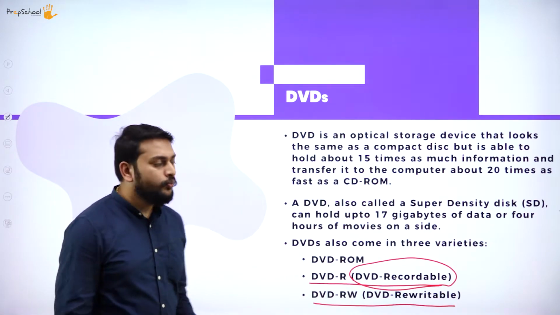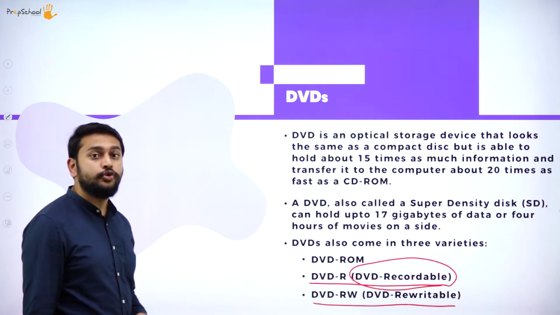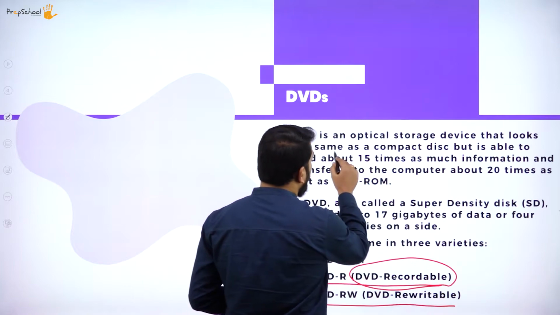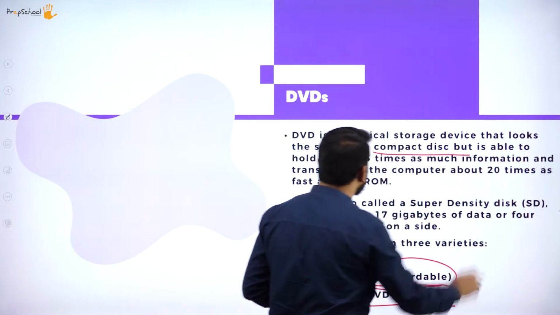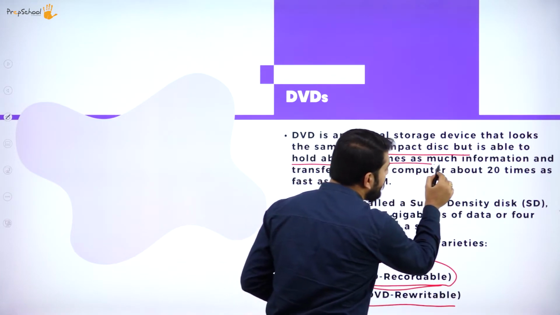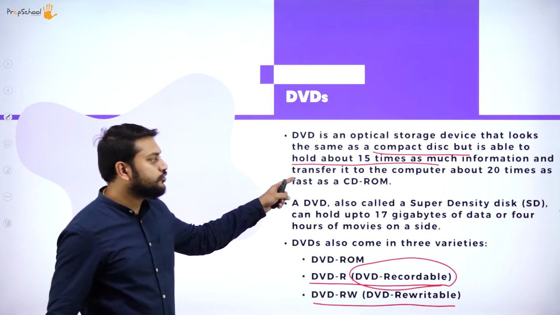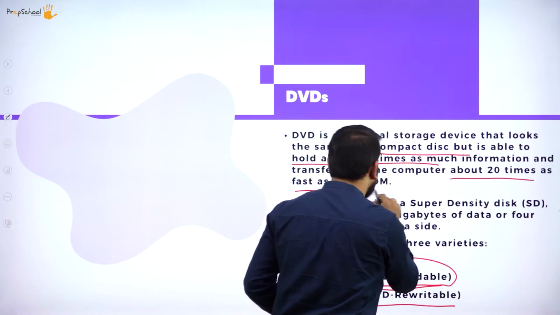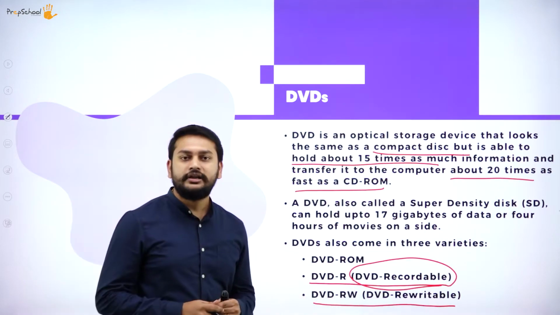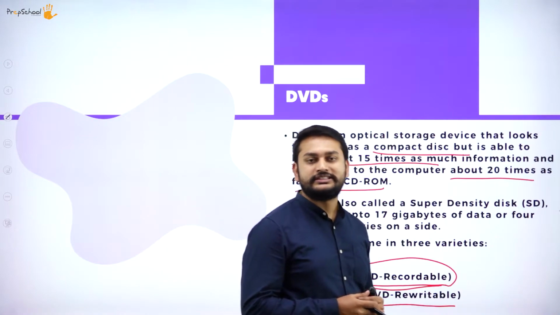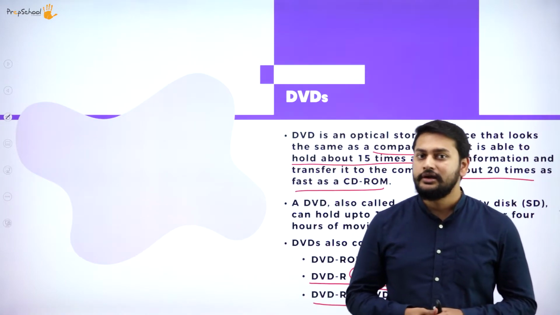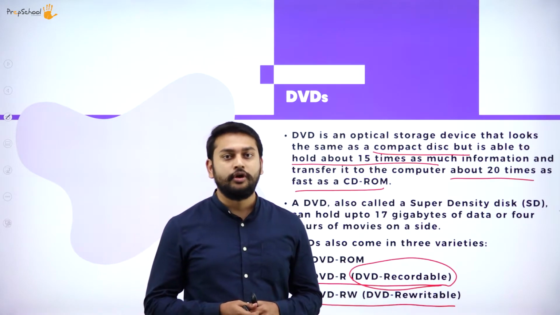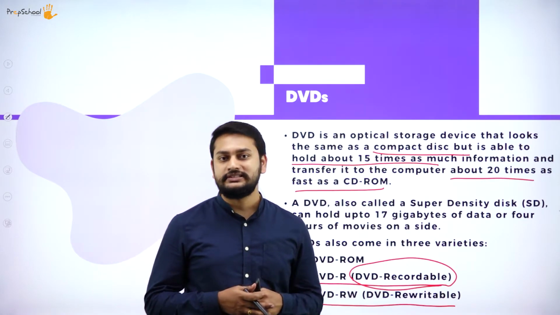So fine, we have studied the DVD, and you need to remember one more important point. Please understand, compared to the compact disk, the DVD is able to hold 15 times as much information and transfers data up to 20 times as fast as the CD-ROM. They are comparing DVD with CD. When they compare, DVD is faster and has more space than the CD.